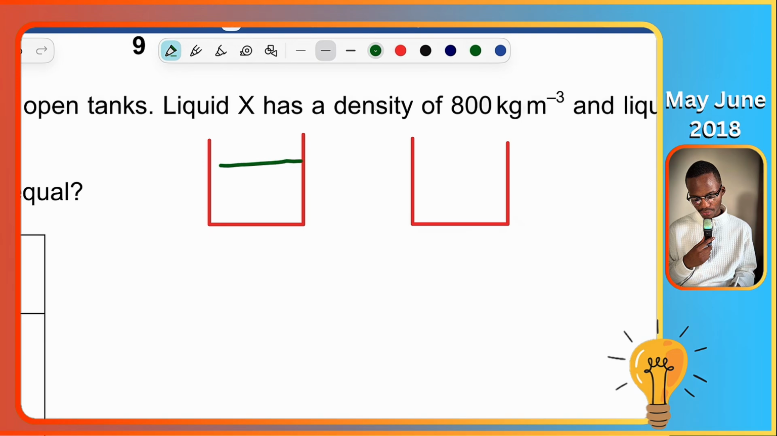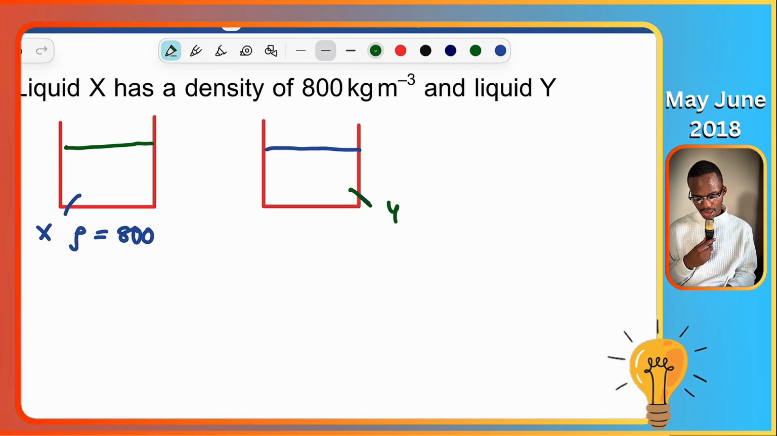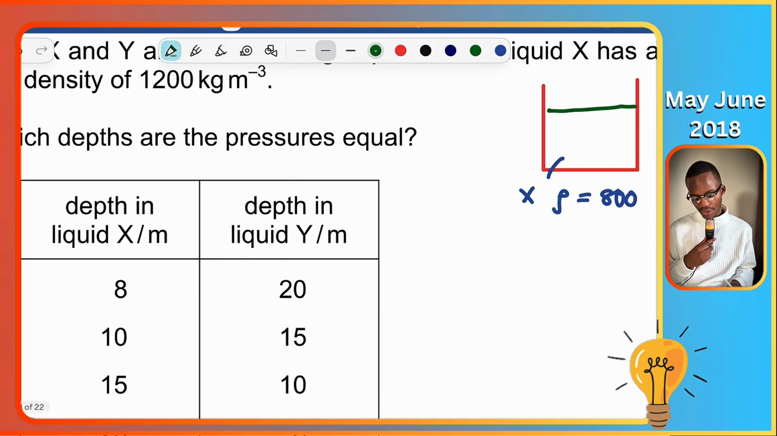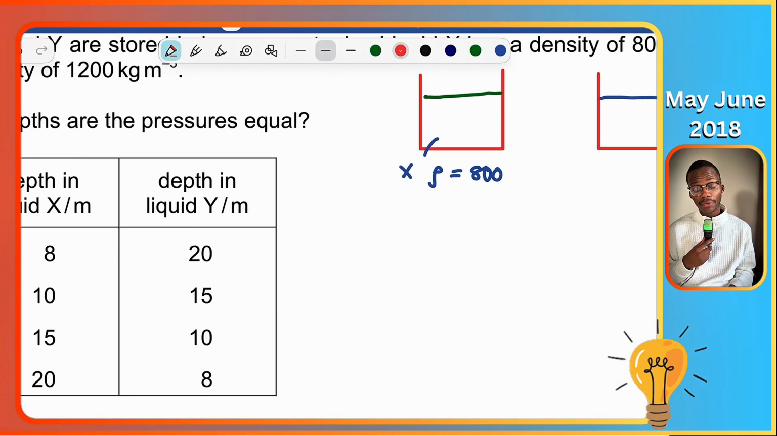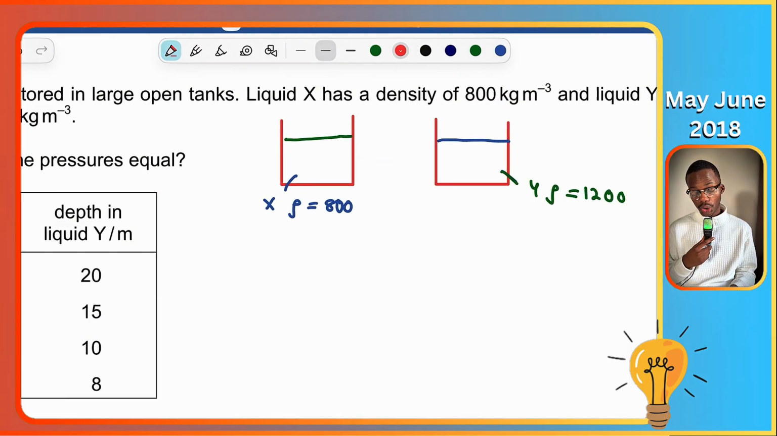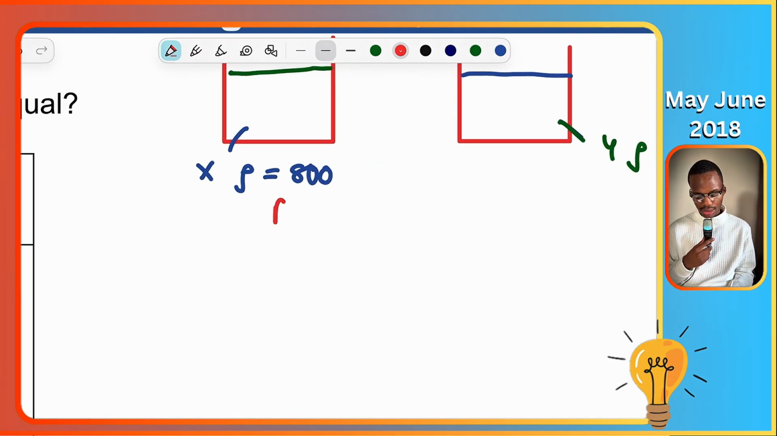So we have liquid X over here and liquid Y over here. That's X, and its density is 800, and liquid Y's density is 1200. Okay, we have a very important fact for the pressure to be equal. I've already explained that pressure has the formula rho g h.